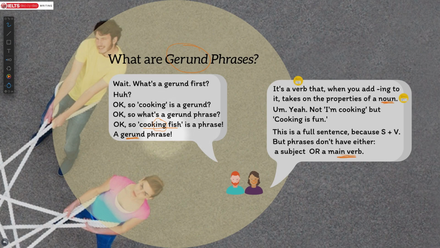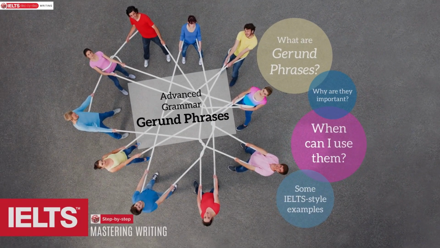So cooking fish, cooking oily fish, cooking fresh oily fish, cooking fresh oily fish from the sea, all of those are examples of a gerund phrase, starting with cooking and explaining what type of fish it is, but there is no main verb here. Okay. All right, let's have a look at why gerund phrases are important.